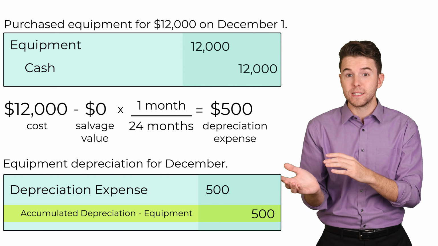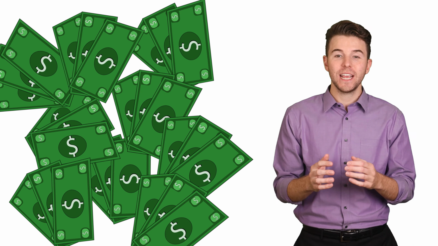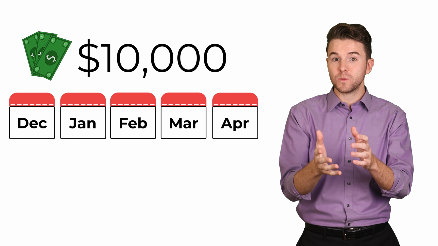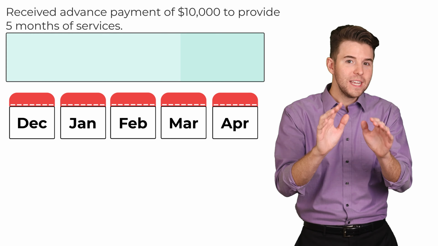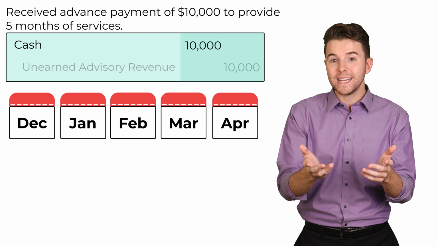Now I want to shift away from talking about prepaid expenses and depreciation and talk about unearned or deferred revenue. Unearned revenue is cash received in advance of providing products or services. In return, we promise to provide these products or services at a later date. So let's assume a company receives $10,000 cash in advance from a customer in early December. In return, the company agrees to provide 5 months of advisory services to the customer. To record the initial entry, we debit cash for $10,000 and credit unearned advisory revenue for $10,000.